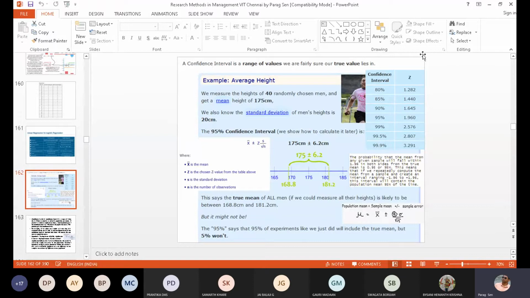So first, take a look at the definition of confidence interval. A confidence interval is a range of values in which we are fairly sure our true value lies. It is represented by CI, confidence interval.